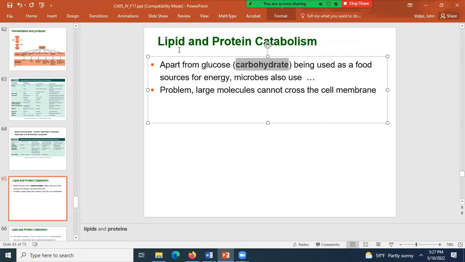So a lipid molecule, if it's really large, is going to have a hard time getting into the cell just because it's so large. A protein molecule cannot be brought into the cell unless there is a transport protein molecule. Usually what happens with lipids and proteins, the cell will digest the lipid and the protein into the monomers outside the cell.